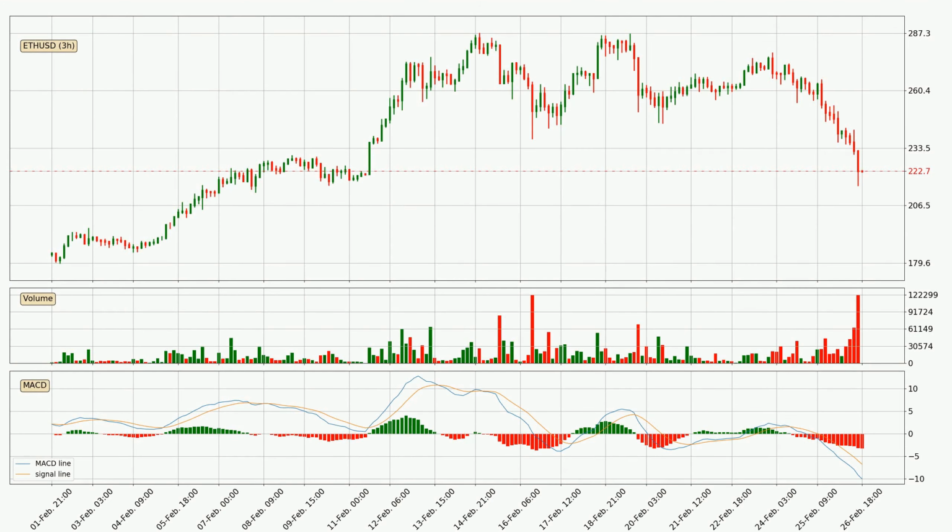Moving to the 3-hourly MACD, the trend is currently going down because the MACD line is below the signal line. We can expect for the price to continue going down or perhaps remain at least stable because the MACD histogram shows the momentum currently being strong.